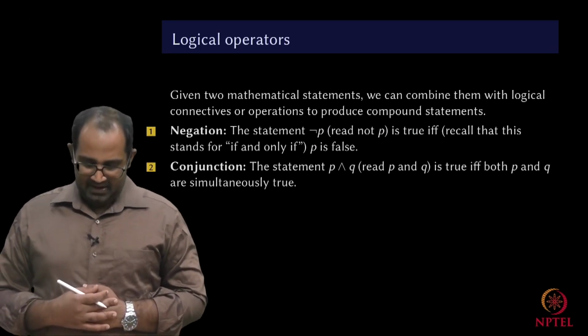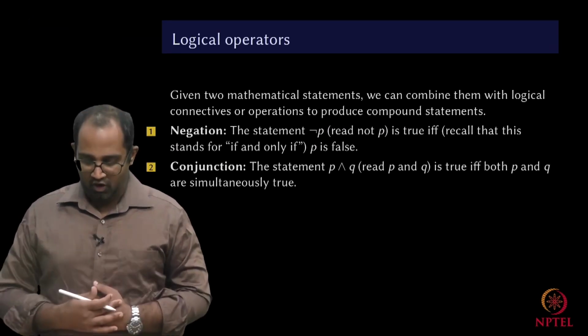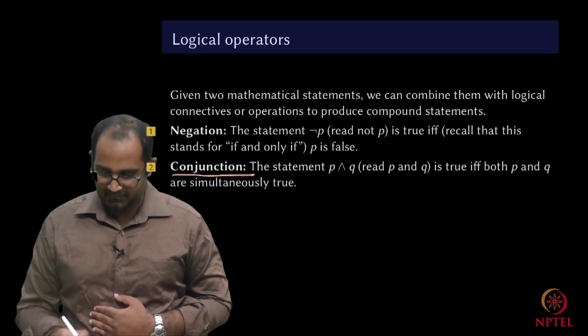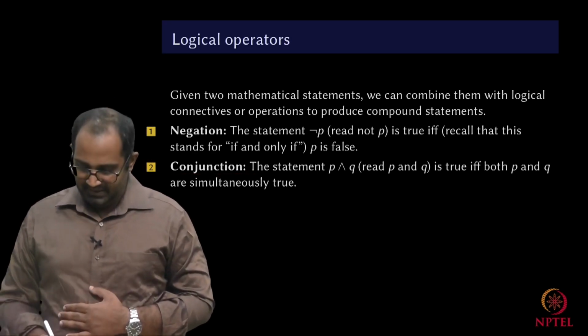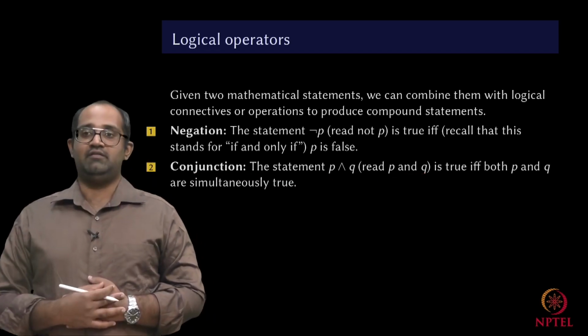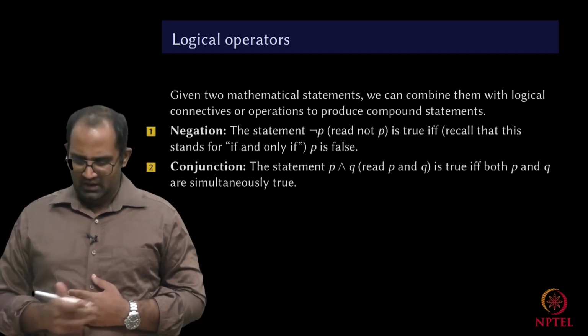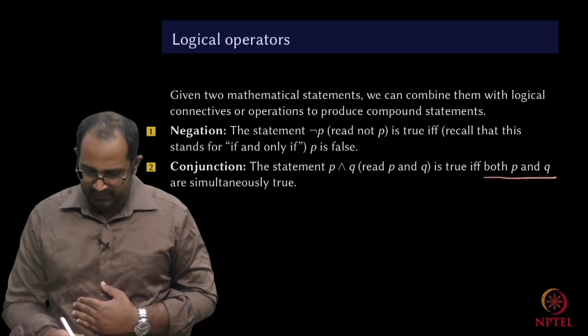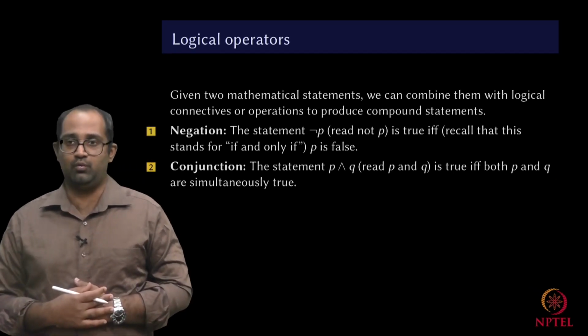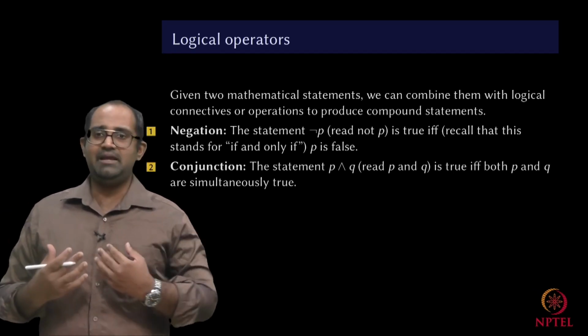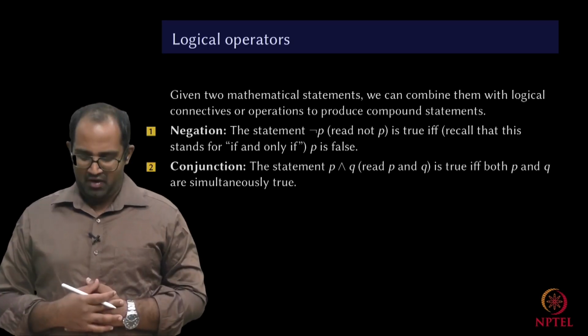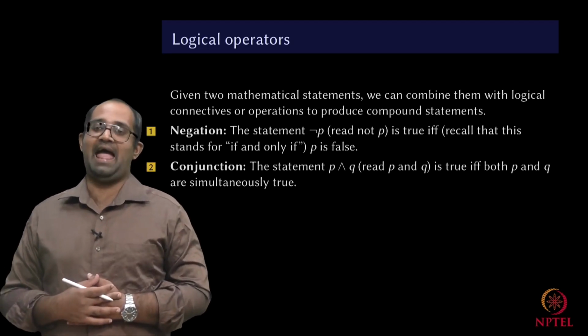The next logical operation is that of conjunction. The statement P and Q, which is read P and Q, is true if and only if both P and Q are simultaneously true. Again, the meaning is not that different from our everyday usage of the word and.